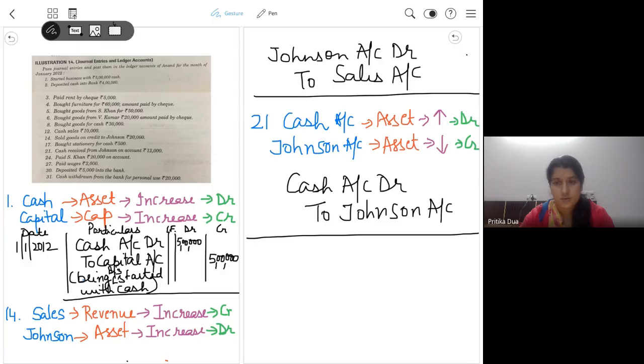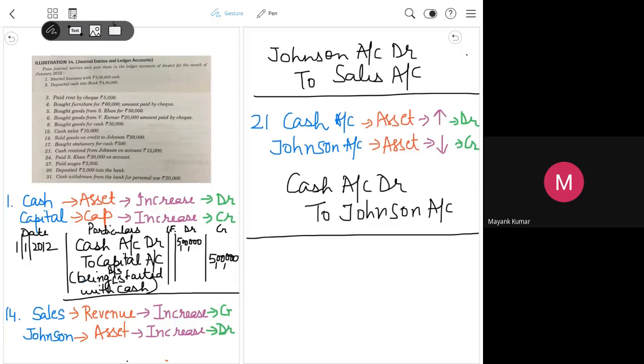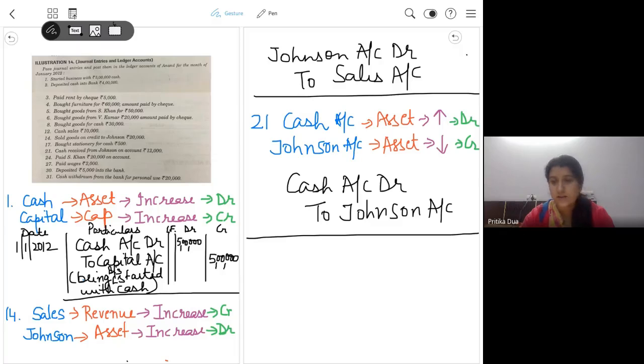Okay, 24. And S. Khan. It is on cash basis. Mayank, the 24th entry is on cash basis. Okay, ma'am. Last, take 2-3 minutes more. Please solve.